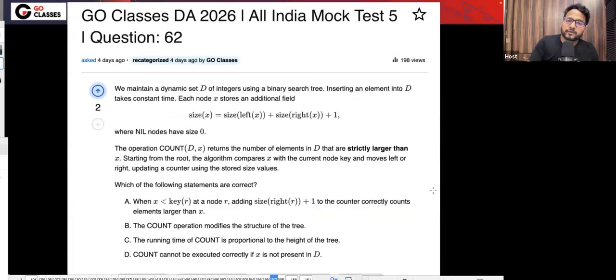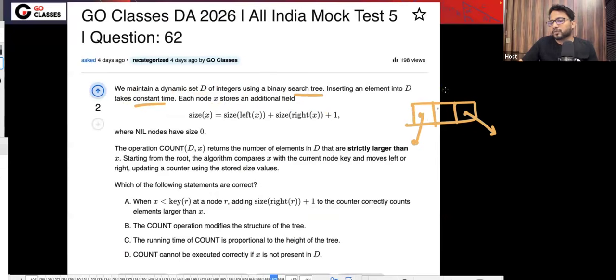Okay. Now let's see this question. They are saying we maintain a dynamic set D of integers using a binary search tree. This is a BST. Inserting an element into D takes constant time. Each node x requires an additional field. Generally in a tree we have left pointer, data, and right pointer. These are the three fields we generally store in any tree. Now they are saying let's store one more field, which we will call size.